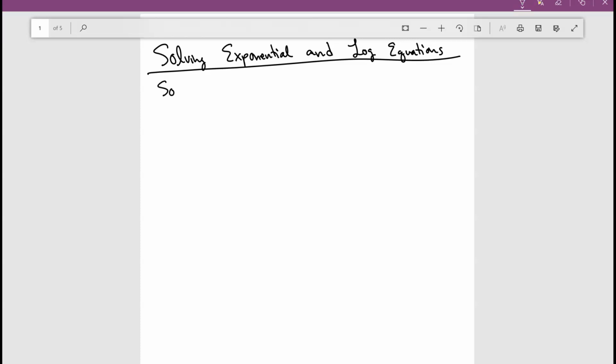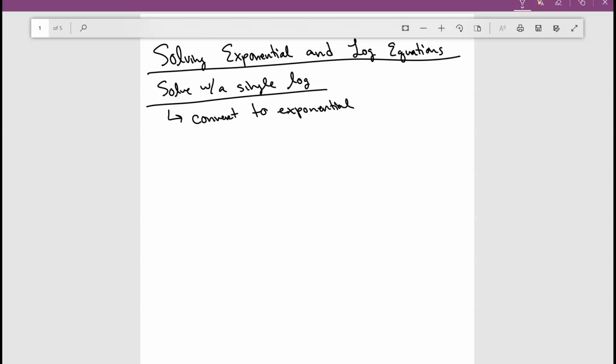So we're going to solve with a single log. We're going to do the logarithms first, and then we'll do the exponential. So what if you only have one log? If you have only one log, all you want to do is convert to exponential, because you really want to get rid of the log. One log is hard enough to figure out. Also, check for negative values, because remember that the log cannot take negative values. It only wants positive values.